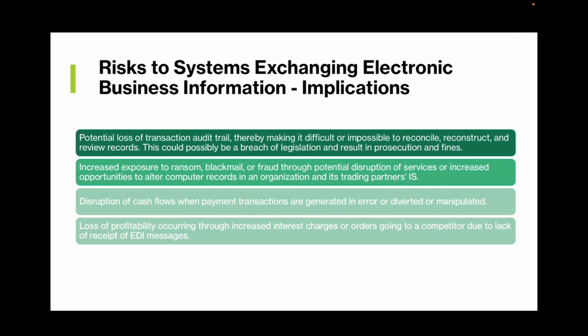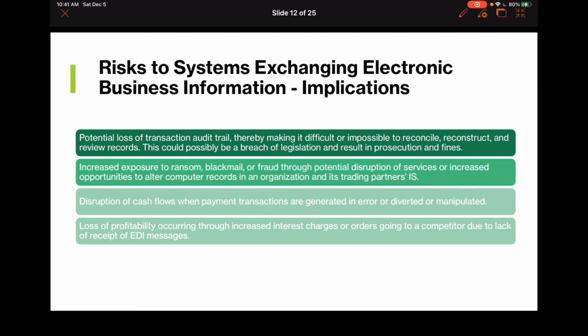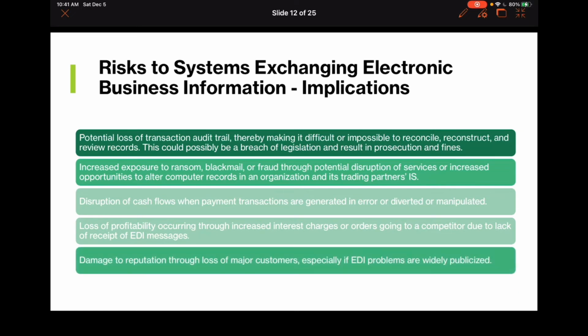Can have loss of profitability occurring through increased interest charges or orders going to a competitor due to lack of receipt of EDI messages. So dahil hindi dumating yung order, you are left with nothing. So your customer would go to your competitor, which can provide better business. And such that there would be damage to reputation through loss of major customers, especially if EDI problems are widely criticized.